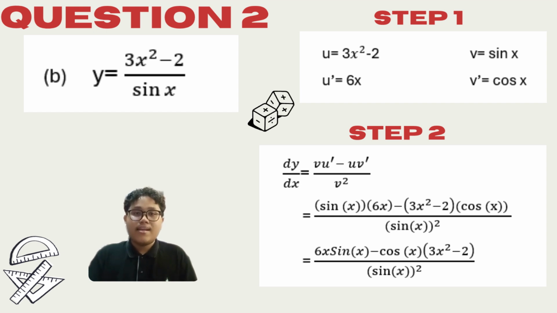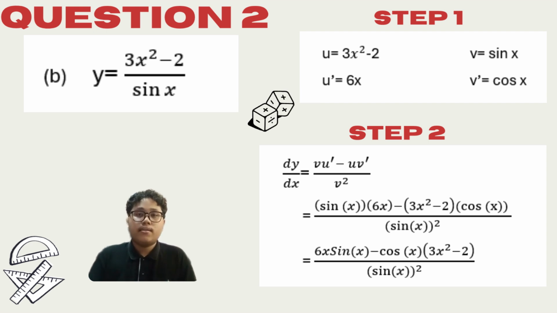Okay, next, let us list our pieces first. The top function, that is u, is 3x squared minus 2. We can use the power rule to determine our derivative, that is u prime, and we got 6x. The bottom function is v, that is sine x, and as we know, the derivative of sine x is simply cos x. For the final part, we can now apply the quotient rule formula.